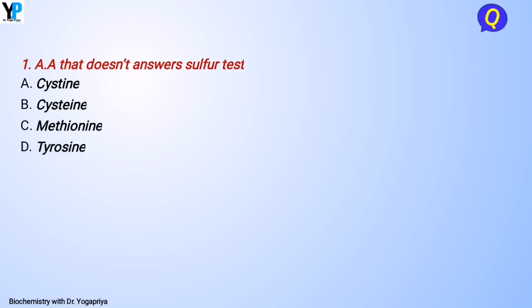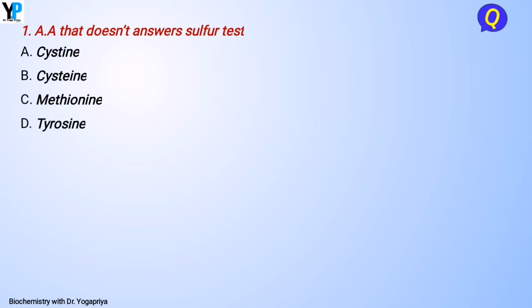So we have completed the color reactions of proteins. We can see 2 MCQs. One is, the amino acid that does not answer the sulfur test includes cysteine, cystine, methionine and tyrosine. So the answer for this is methionine. We know methionine is a sulfur containing amino acid, but it is in a thioether linkage, so it is difficult to break in order to answer the sulfur test. So the answer for this is C.